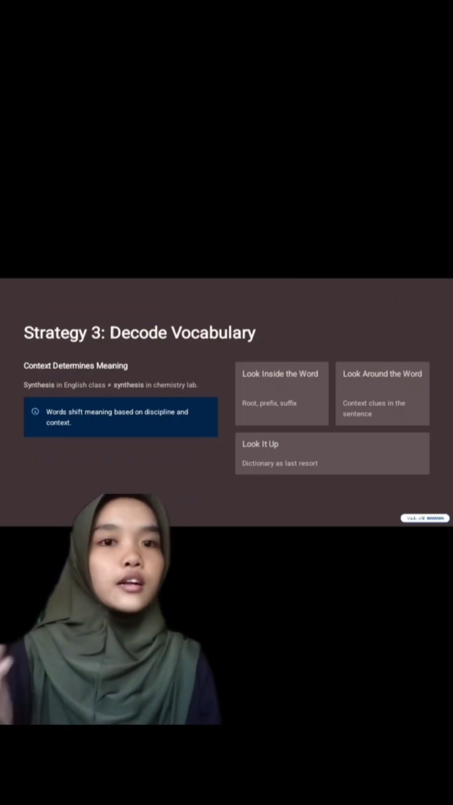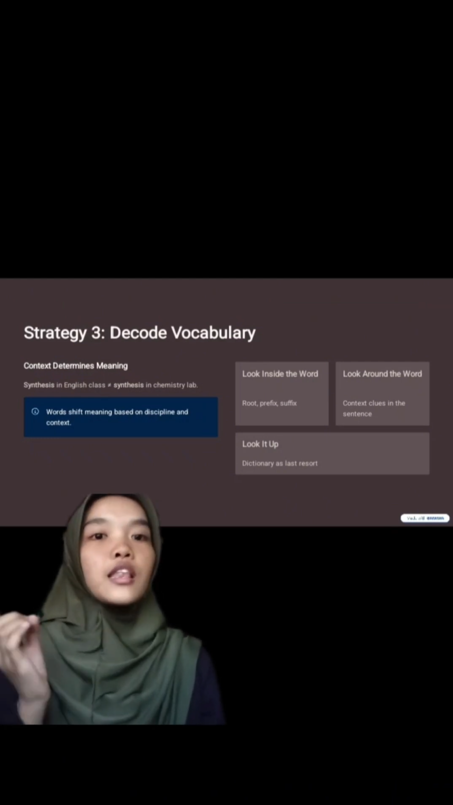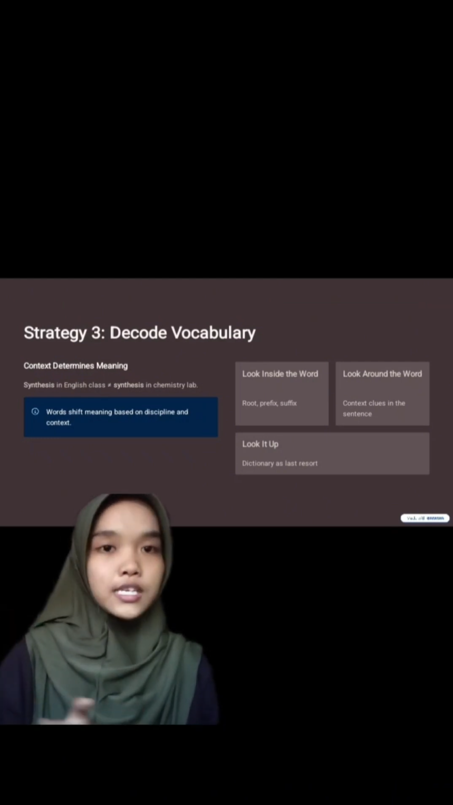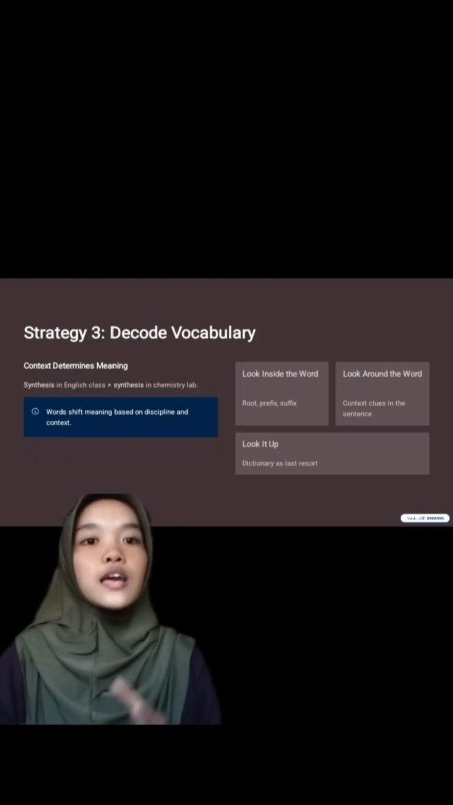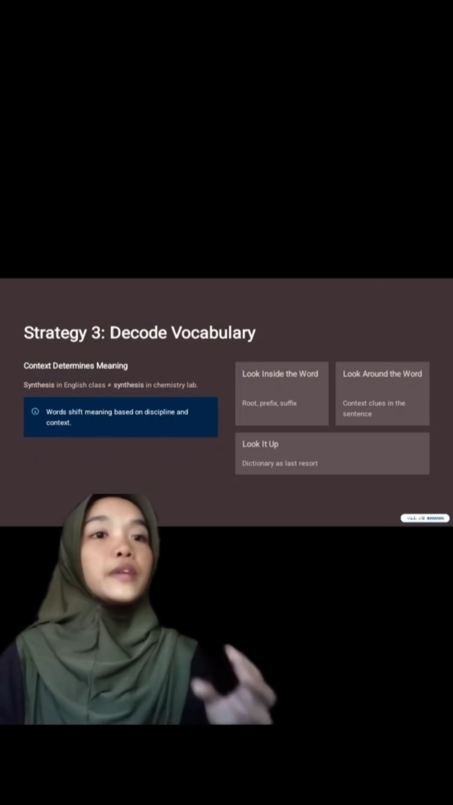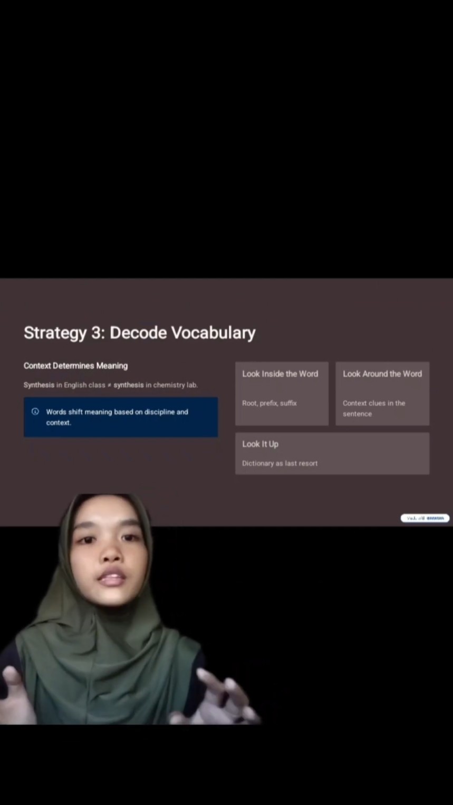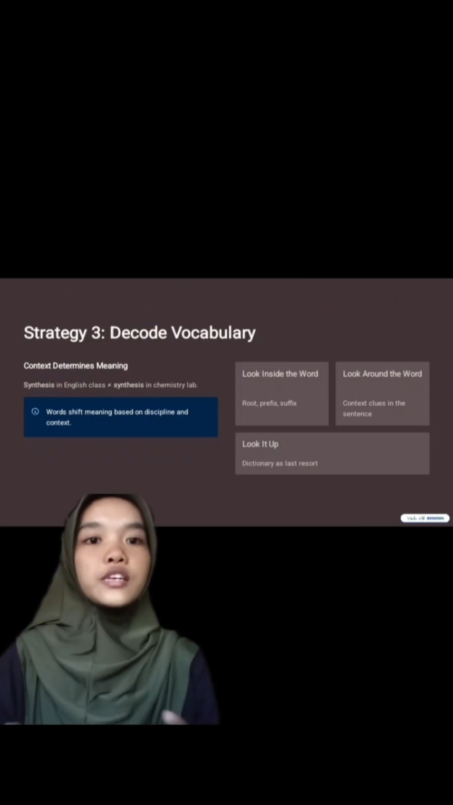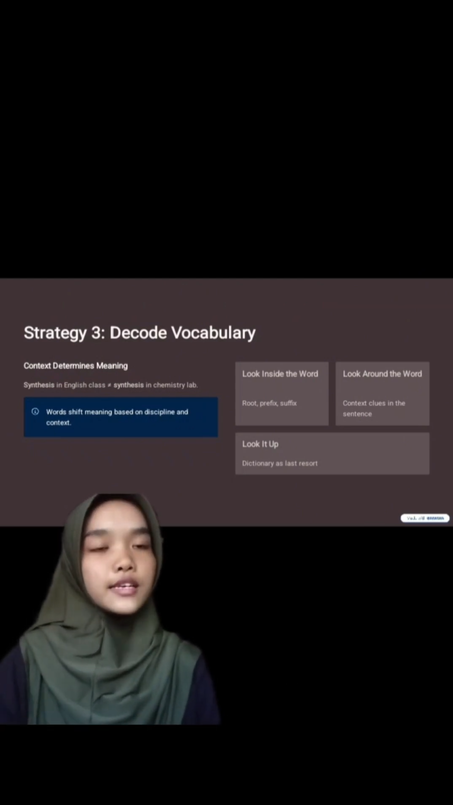And also here, there are three ways to decode vocabulary. First, look inside the word by identifying the root, prefix, or suffix. And the second, look around the word by using context clues in the sentence. And the third, if the meaning is still unclear, we can look it up in a dictionary. Using these strategies can improve our vocabulary and make reading comprehension easier.